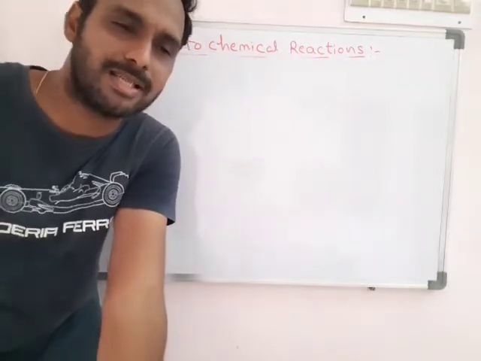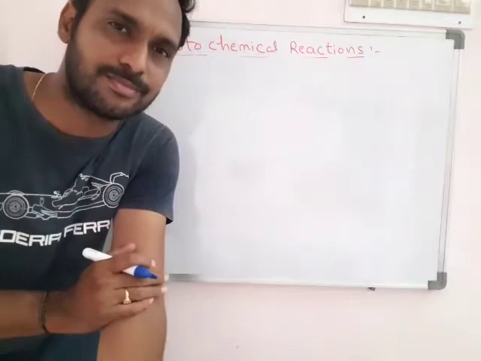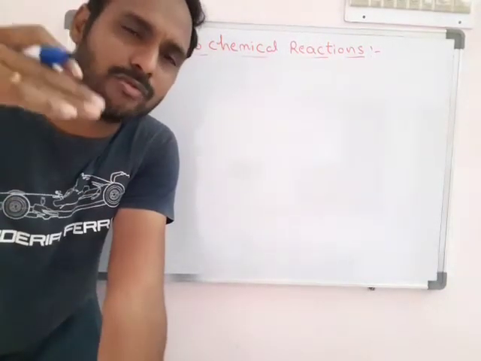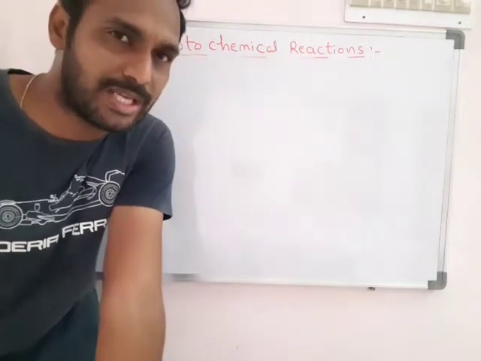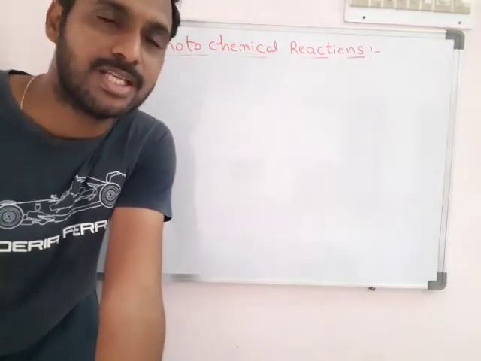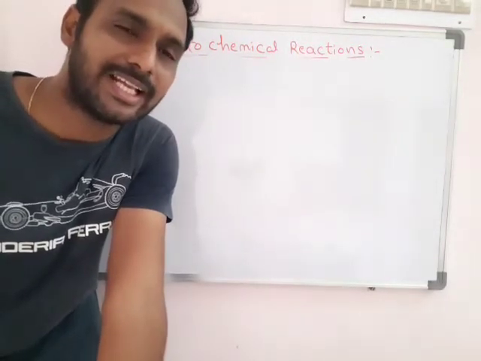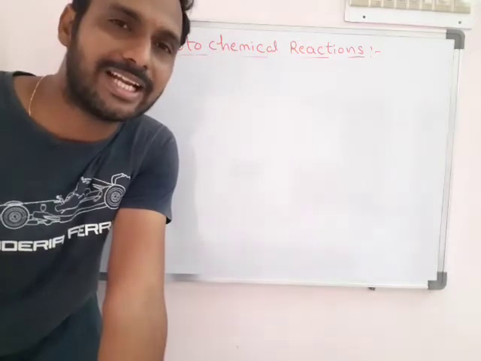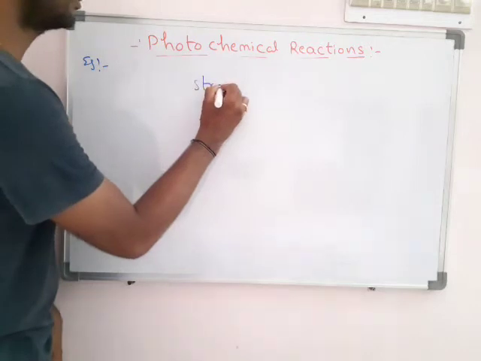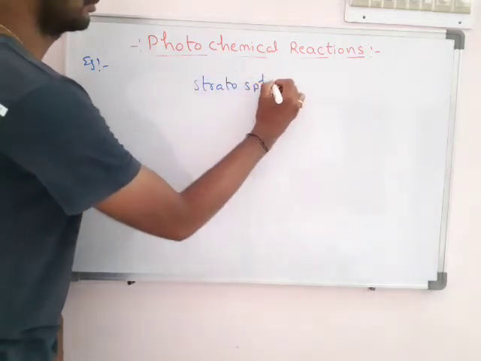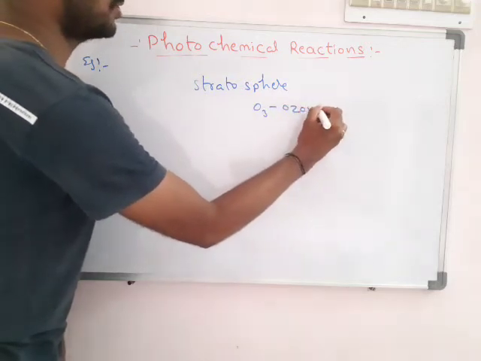Normally, around the Earth, there is the normal atmosphere for some kilometers. Above that, very far from our atmosphere, there is the stratosphere. The importance of the stratosphere is that it contains ozone gas, O3, which is called ozone gas.